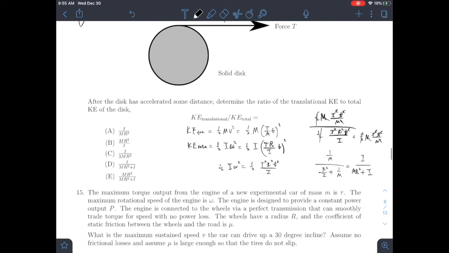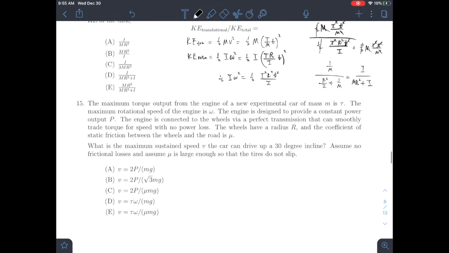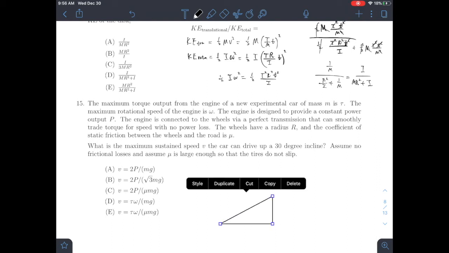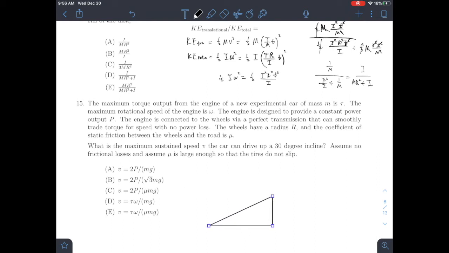The maximum torque output from the engine of a new experimental car of mass m is tau. The maximum rotational speed of the engine is omega. The engine is designed to provide a constant power output P. The engine is connected to the wheels via a perfect transmission that can smoothly trade torque for speed with no power loss. The wheels have a radius r and the coefficient of static friction between the wheels and the road is mu. What is the maximum sustained speed v the car can drive up a 30-degree incline, assuming no friction, no loss, and assuming mu is large enough so that the tires do not slip?